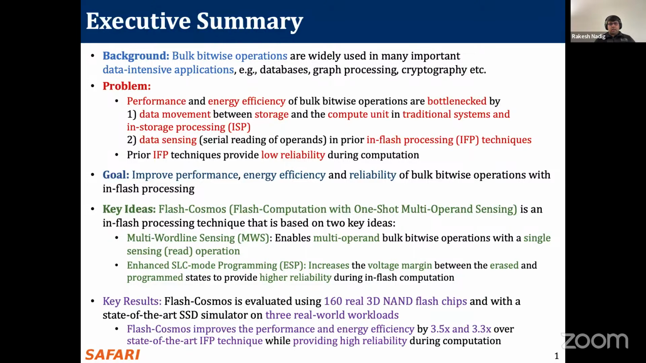So, some key results. Flash-Cosmos is evaluated on 160 real 3D NAND flash chips, and we also do a system-level evaluation with the state-of-the-art SSD simulator MQSim. We choose three real-world applications for the study, and Flash-Cosmos improves performance and energy efficiency by 3.5 times and 3.3 times over the state-of-the-art IFP technique. All this is achieved while also providing high reliability during computation. So this is a very brief snapshot of this work. I'll go into a bit more detail, but if you have any questions, please let me know.